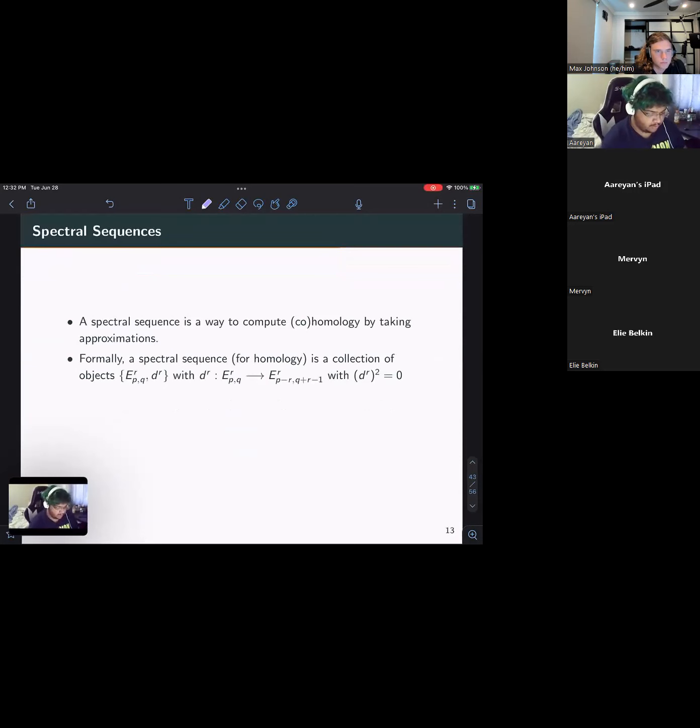So we're going to do it for homology. You can also define it for cohomology, where you change the degrees a bit, but Adams does it mostly with homology, so I'm going to do it there. So formally, it's a collection of objects like this for each p, q in Z squared.